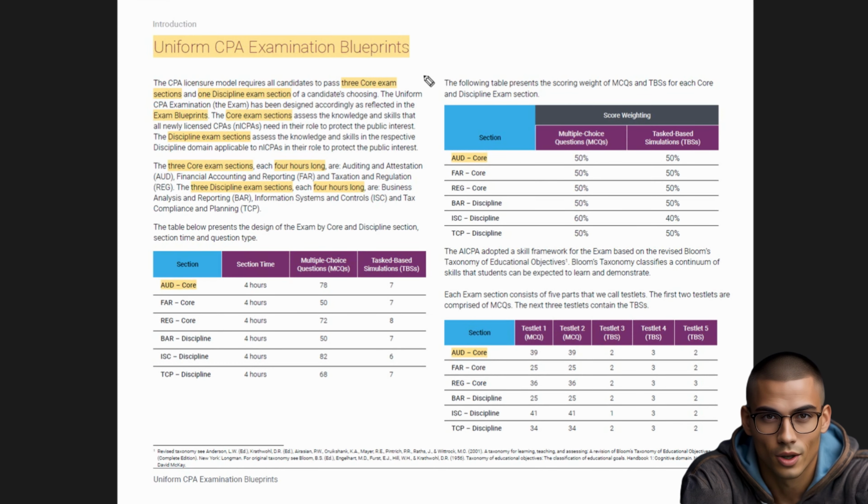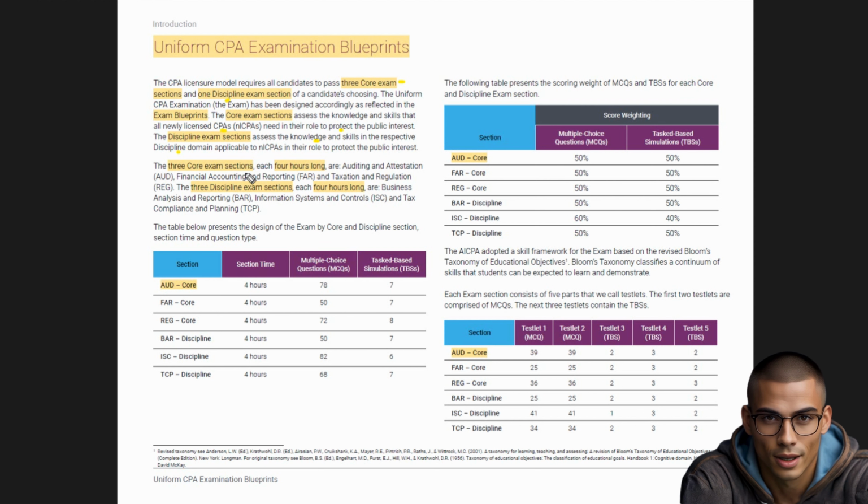So the CPA exam requires all candidates to pass 3 core exam sections and 1 discipline exam section of the candidate's choosing. The uniform CPA exam is designed according to the AICPA exam blueprints, which we're looking at now. Core exam sections assess the knowledge and the skills that all newly licensed CPAs need in their role to protect public interest. The discipline exam sections assess the knowledge and the skills in the representative discipline domain applicable to the CPA in their role to protect the public interest.